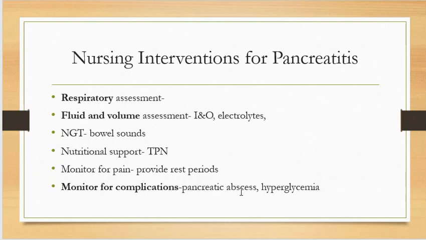And then we want to monitor for complications, monitor for pancreatic abscess. So how do you monitor for that? And that would be increased pain, increased heart rate, increased respiratory rate, abnormal lab values, and then you would notify your provider right away. And remember, the most common and fatal complications of severe pancreatitis are hypovolemia and hyperglycemia.